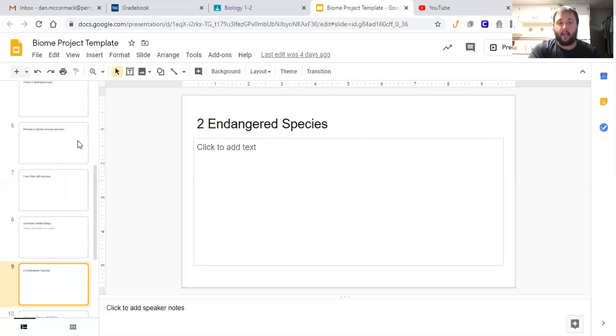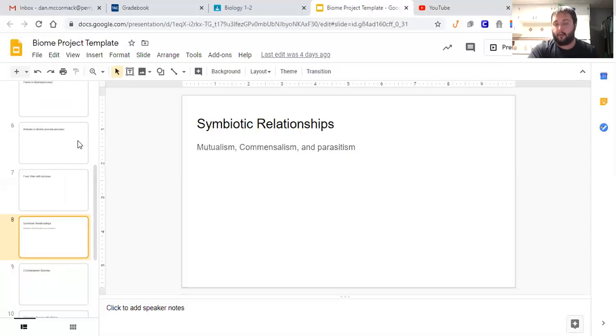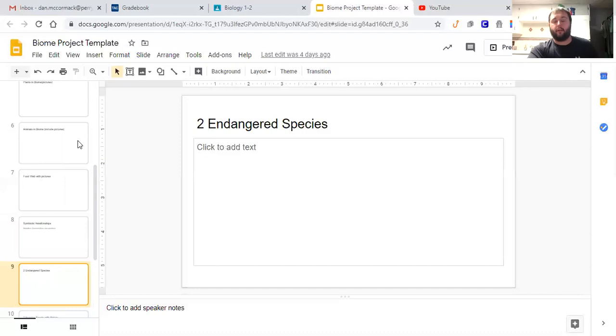So that means today you should be finishing your symbiotic relationships and you're probably starting your endangered species. Again, 2 endangered species that are specific to your environment. Tell me why they're endangered. And then you also probably want to go ahead and get started on your 1 invasive species with a picture and why it's invasive, where it came from, how it got to where it's at now, and the problems that it causes for the biome.